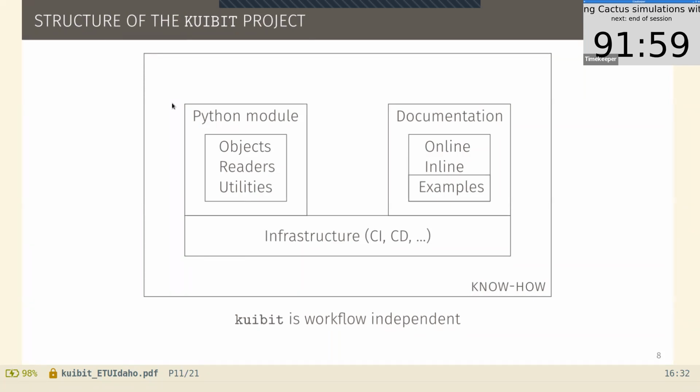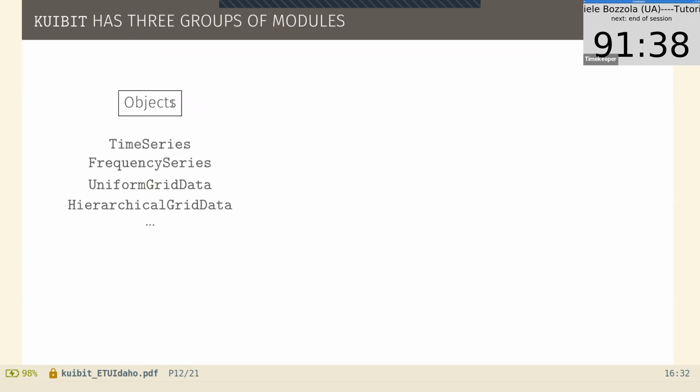Okay, so this is how I think about the fundamental structure of kuibit as a project and the modules. But for better understanding what's coming soon, I want to zoom in for a second on this objects, readers, utilities structure and tell you a little bit more so that you can move a little bit better in the code base. So first we have these objects. Again, objects are high-level abstractions that help you forget about the details.